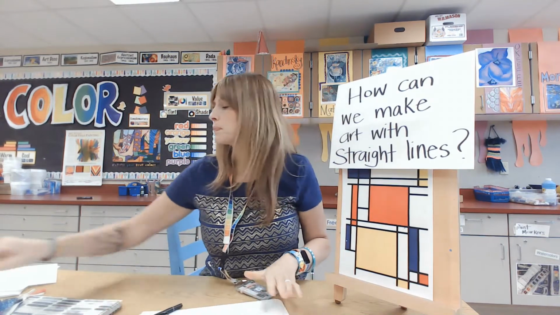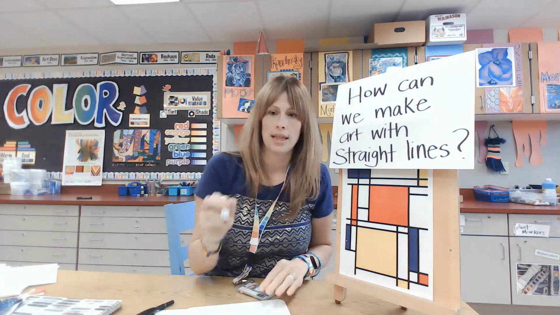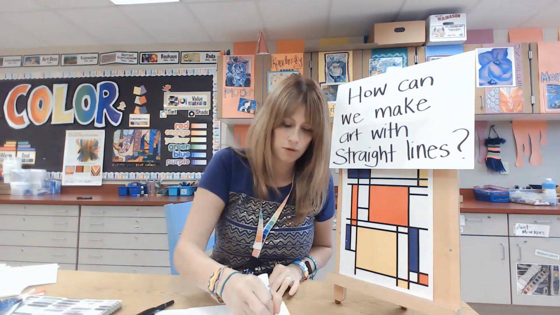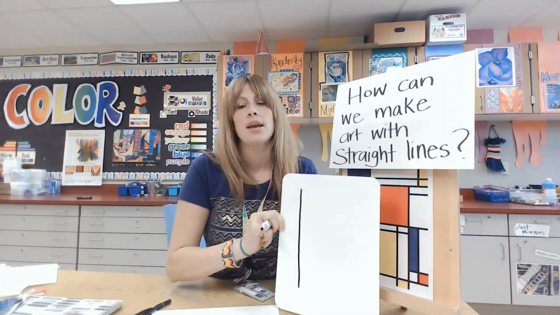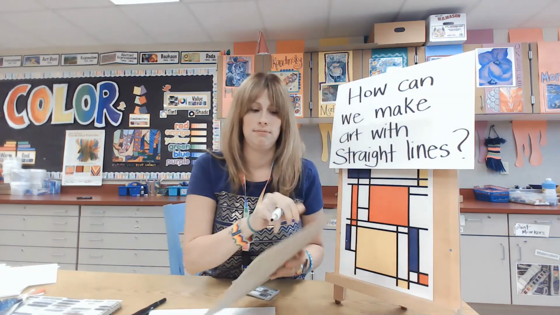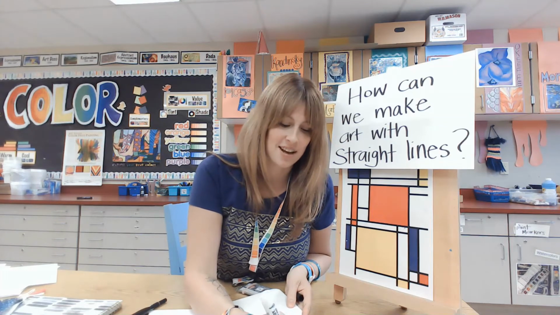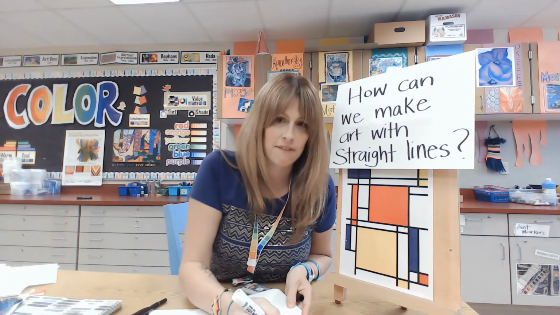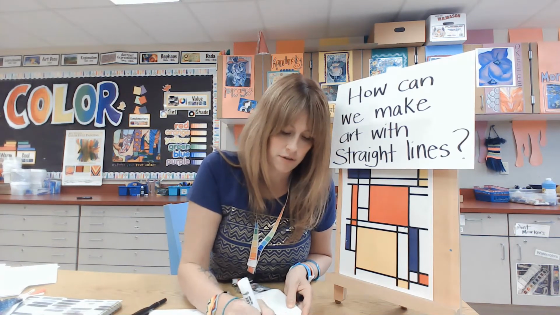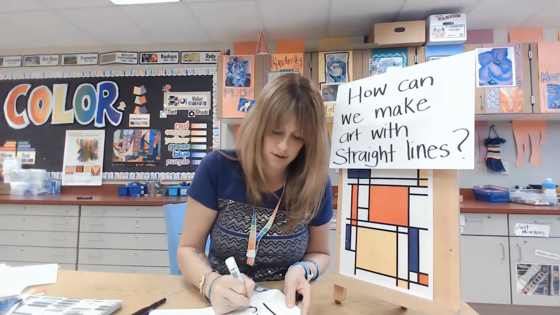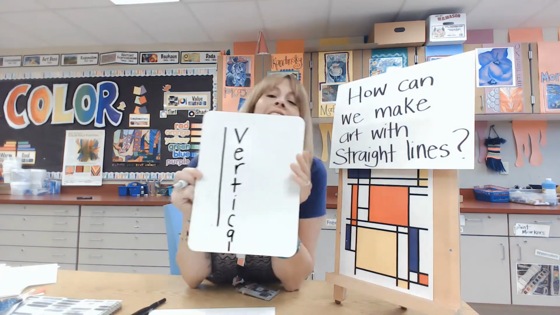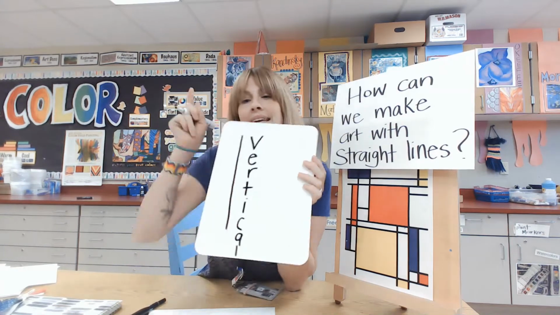Our first one, let's do the up and down one. The first one, up and down, is called vertical. I'm going to write it. V starts with vertical. Vertical, up and down.